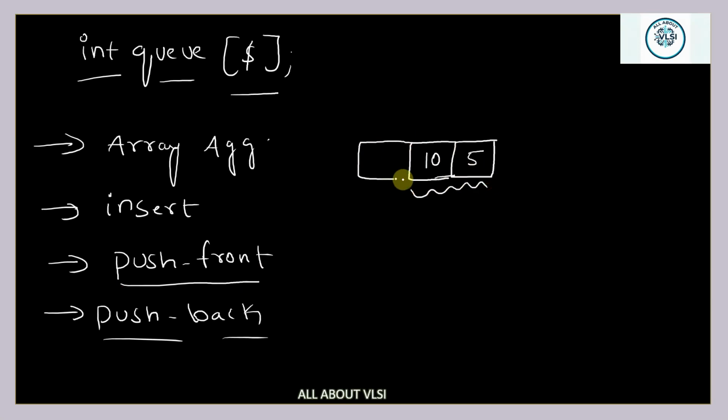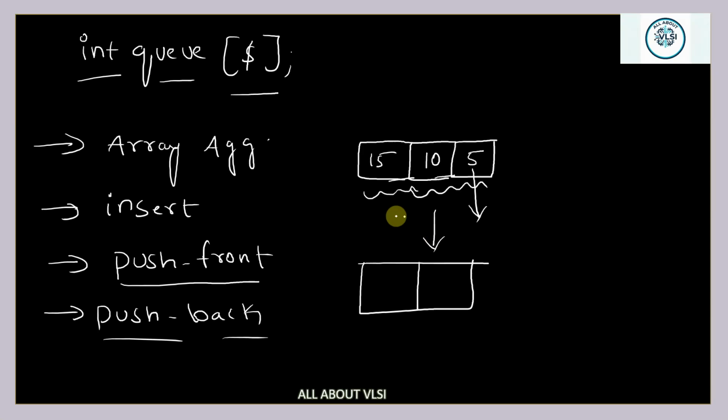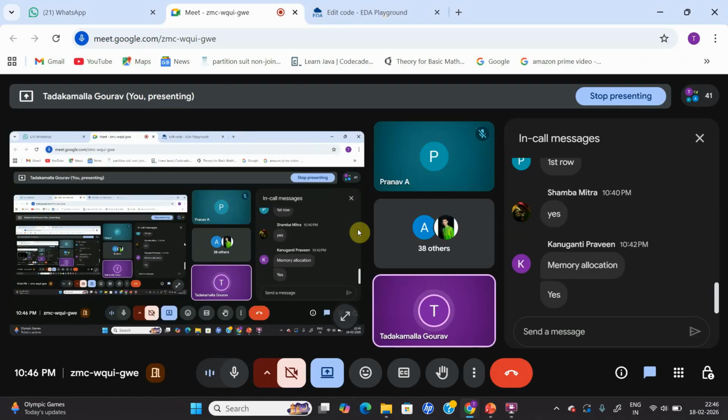And let's say if we have inserted another element in the front, then the queue size will be automatically increased to three locations. Let's say if we have removed this particular data, then the queue will be automatically updated to two locations. So you don't need to use the new operator for increasing or decreasing the memory. Okay. So the queue will be dynamically increasing or shrinking its size when you are inserting or removing elements. Okay. So let us see an example for this.